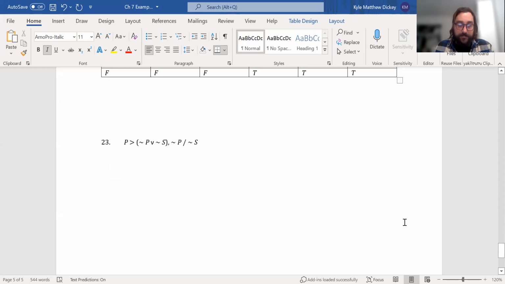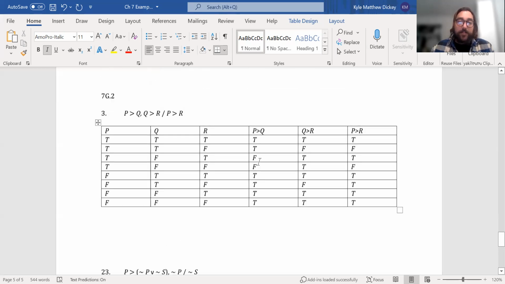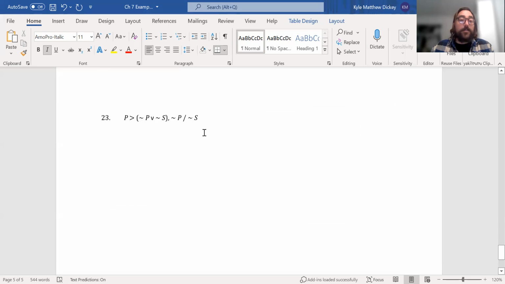All right, last one. If you've made it this far, good on you. Okay, so what's going on here? We've got two sentence letters, P and S. So that means we're only going to need 4 rows, which is great. How many columns are we going to need? Well, we've got 2 premises, this long premise and this short premise, and a conclusion. So we need 5 columns, right?